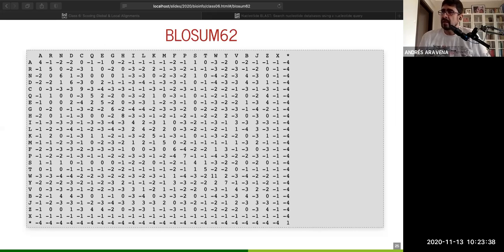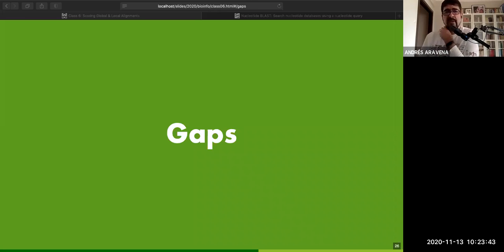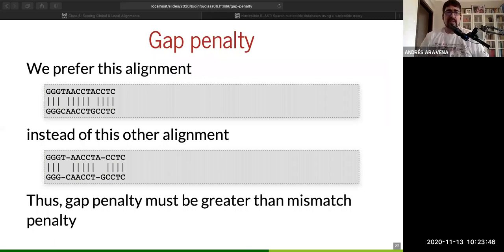Matrices. Let me talk about gaps. I should have a slide here. Let's speak about gaps. The first point is that, from the biological point of view, you want to say that there is a substitution here instead of saying, look, there was an insertion here and a deletion here, and there was an insertion here and a deletion here. The story that you need to explain this alignment is much more complicated than saying, okay, this is just a T changing to a C or an A changing to a G.